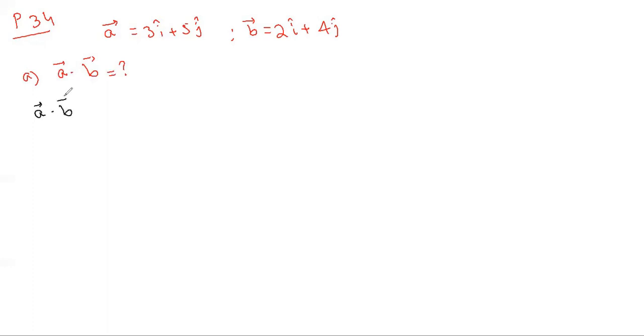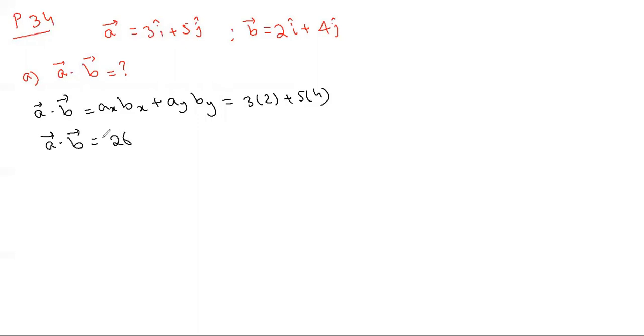So A dot B equals AX BX plus AY BY. So this will be 3 multiplied by 2 plus 5 multiplied by 4. So A dot B will be 26. Sorry, this is part number B. So this is part B.